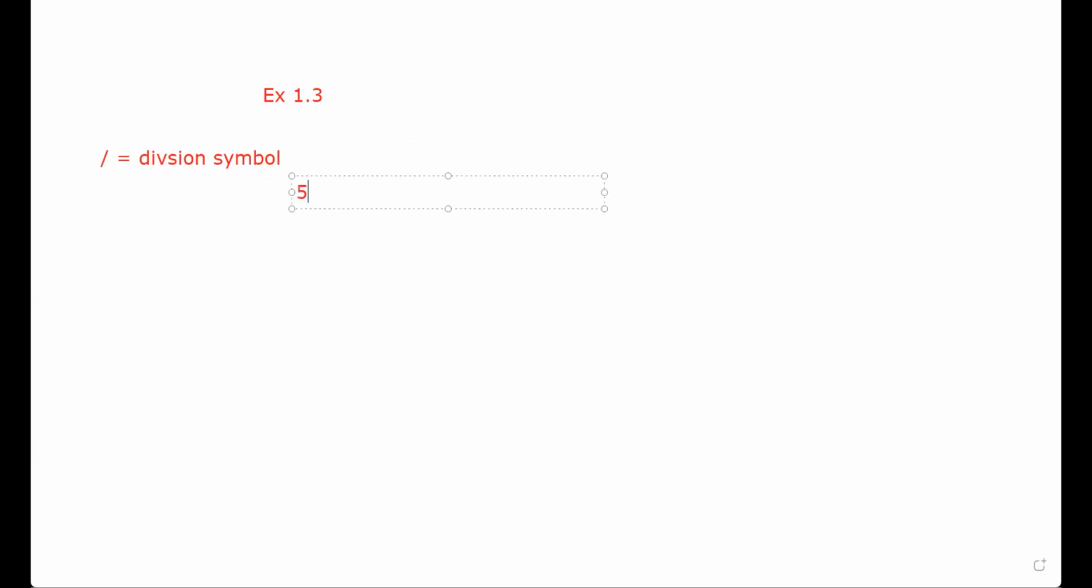Suppose the number is written 12 upon 3. My dear students, suppose the question is written in that form, 12 upon 3. The number which is written on the upper side is called the numerator, and the number which is written at the bottom is called the denominator. So, my dear students, we have to cancel out this fraction by any number which is a common factor.